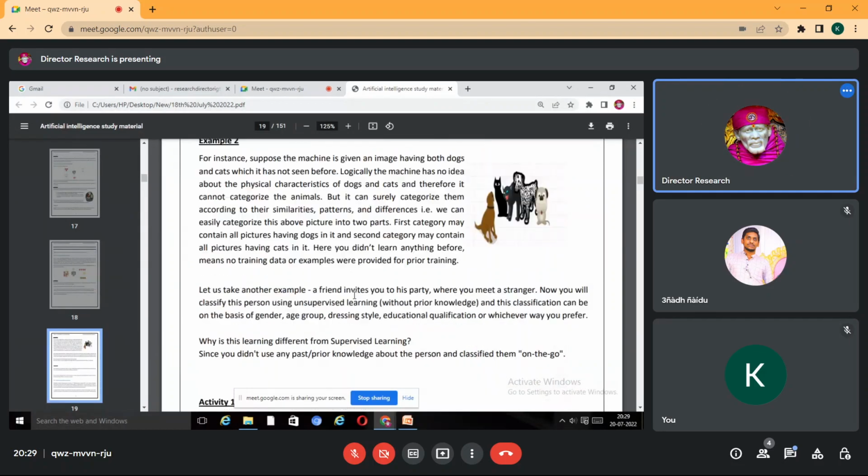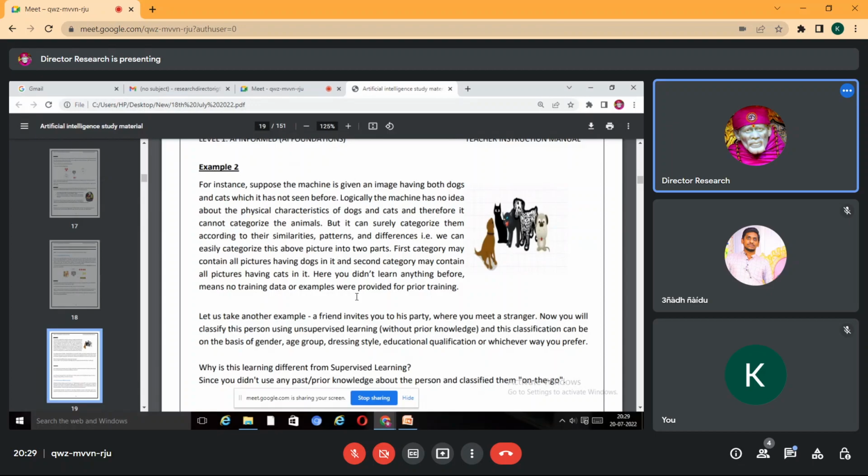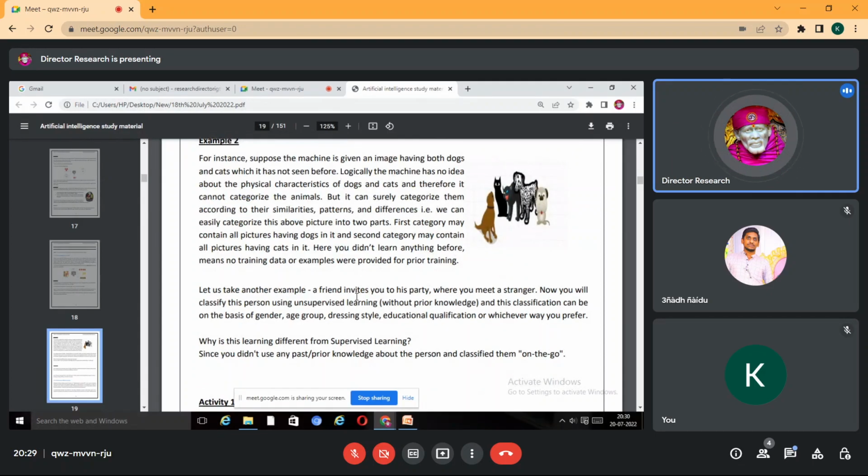on those attributes. For instance, suppose a machine is given an image having both dogs and other animals which it has not seen before. Logically, the machine has no idea about the physical characteristics. Therefore, it cannot categorize the animals, but can surely categorize them according to their similarities, patterns, and differences. The machine will divide the above picture into two parts. The first category may contain all pictures of dogs, and the second category may contain all pictures having different animals.